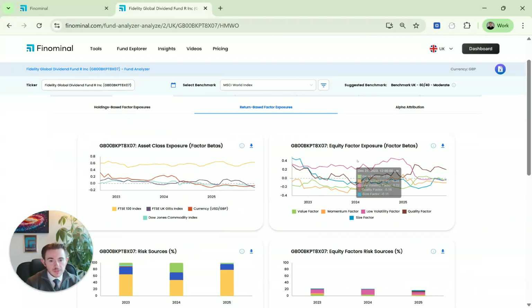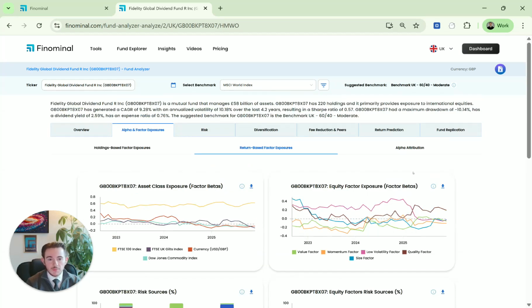So overall, from an equity factor exposure, it's been quite consistent with the low volatility factor, though we have seen that change slightly, as mentioned, when they've taken a bit more of an active stance with recent economic environments, with Trump and such.